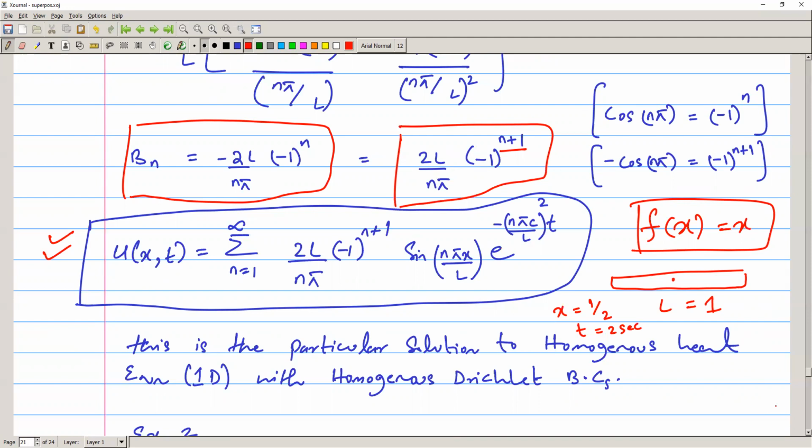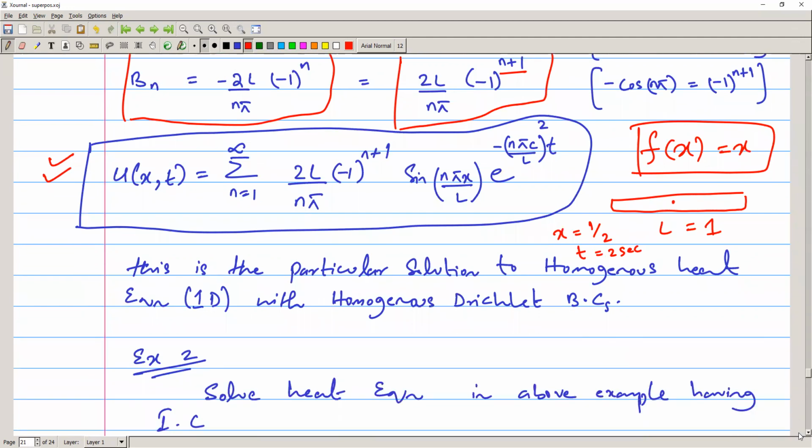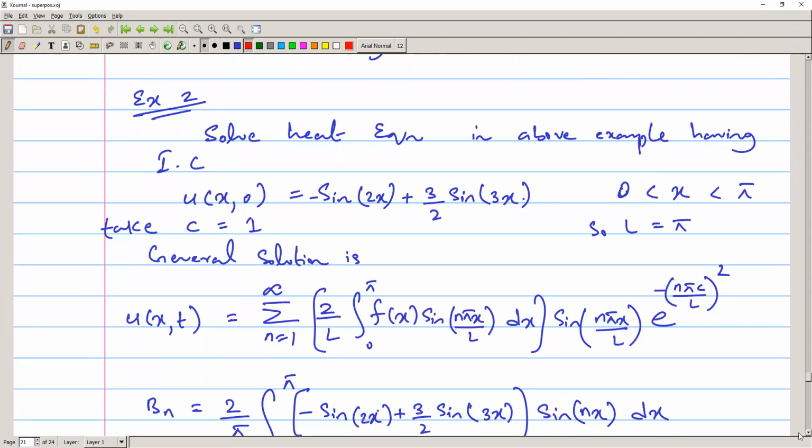We need to find the temperature, and temperature depends on two independent variables, that is x and t, right? So this is the particular solution to the homogeneous heat equation, one-dimensional, with homogeneous Dirichlet boundary conditions. Now if we are given this initial condition, let's say u(x, 0) is equal to negative sine 2x plus 3 over 2 sine 3x. So now this is basically f(x), right?